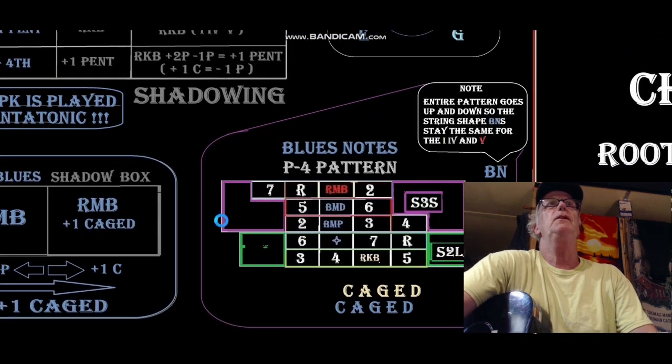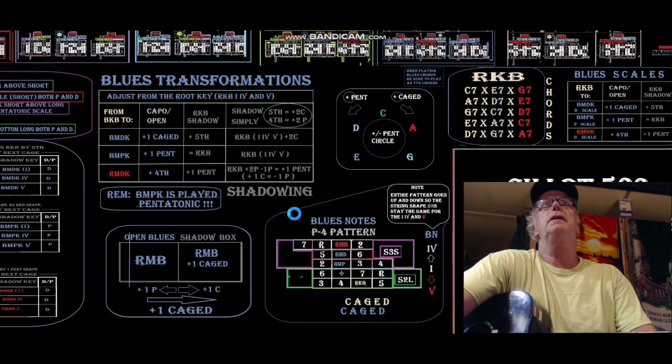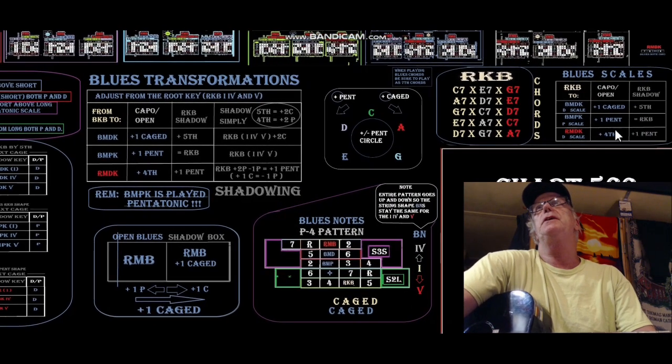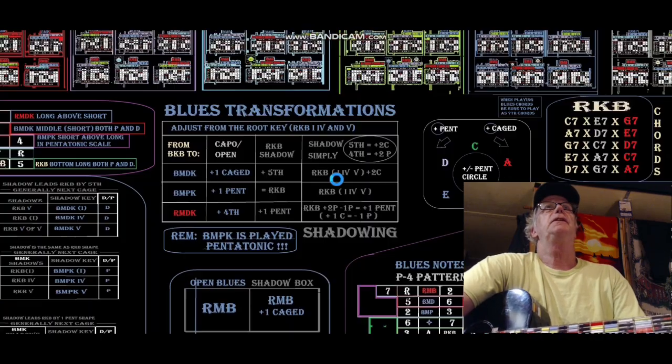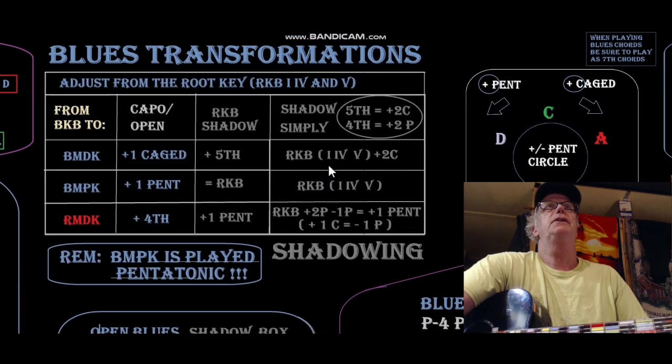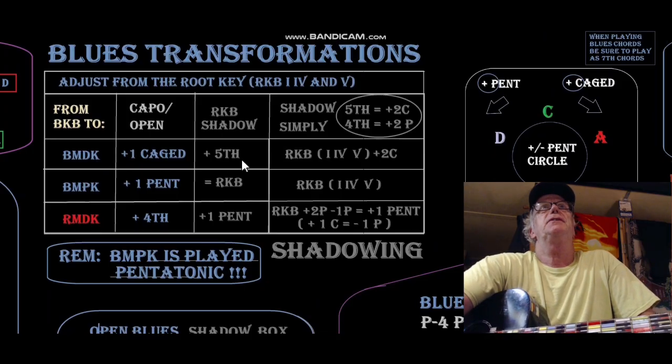Let's do this, because we've got the same thing over here, right in this box. This is an explanation box with derivations. We talked about that earlier in the lesson, although we didn't get to the RMDK and the BMDK derivations.